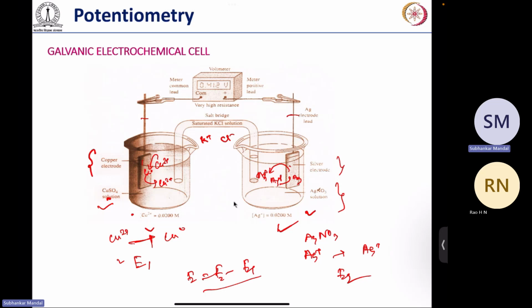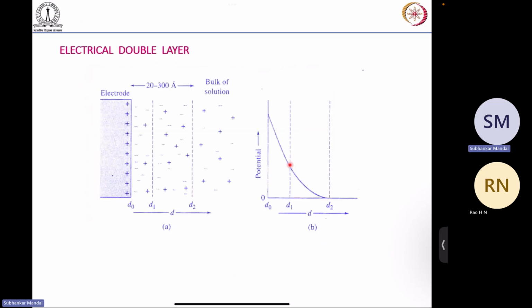After that we will discuss some of the parameters when this equilibrium, or electrode-electrolyte interface equilibrium, is happening. So how is it happening? Okay, there is some term like electrical double layer. So what is electrical double layer?